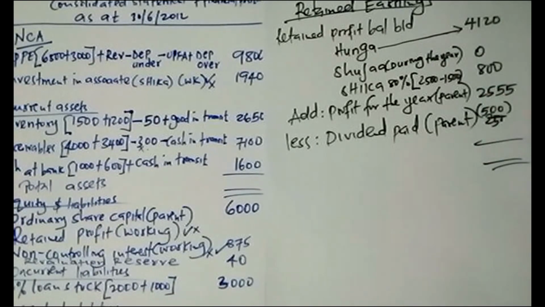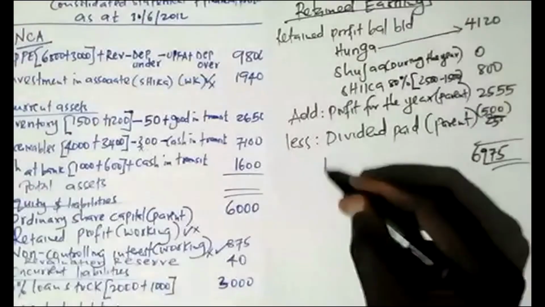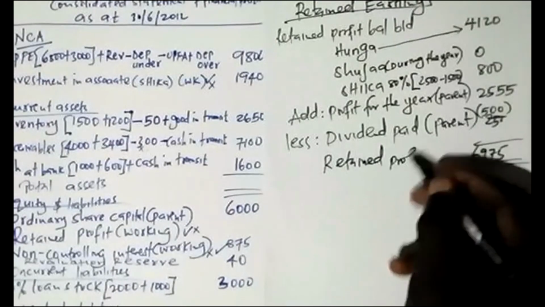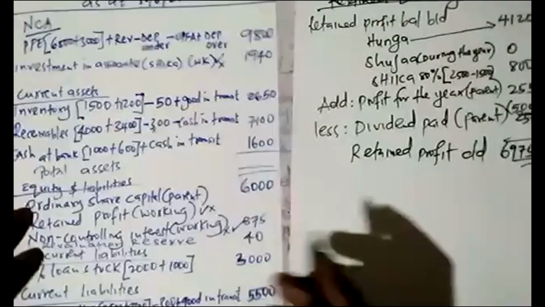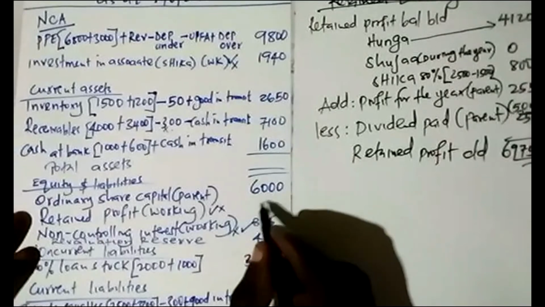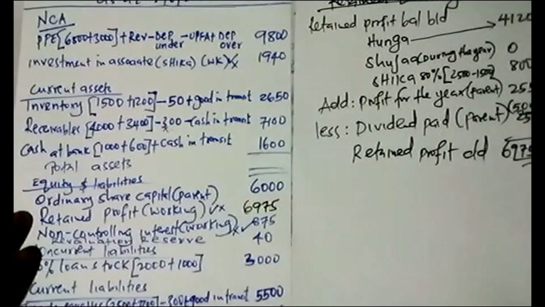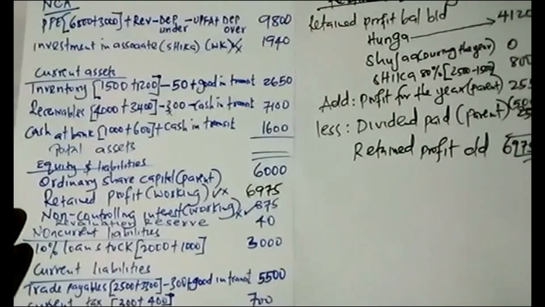So if you take 4120 plus 800 plus 2555 minus 500, you get 6975. So that is now the retained profit carried down, and that is what we record here: 6975. And that's all for this question.